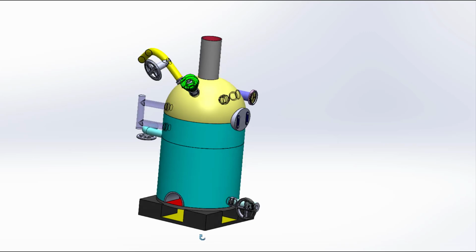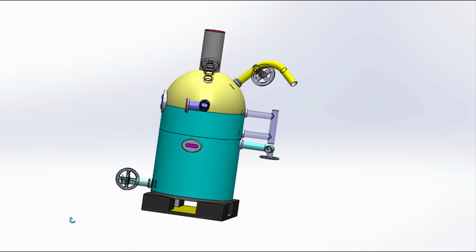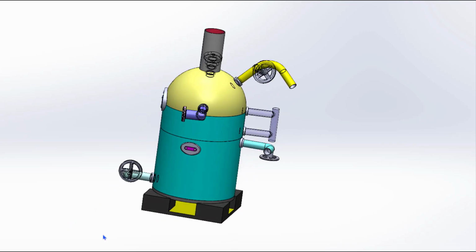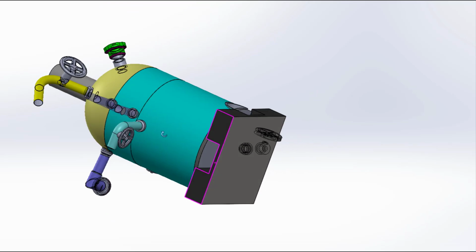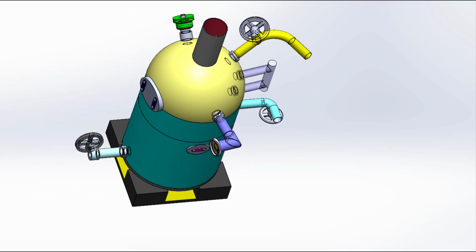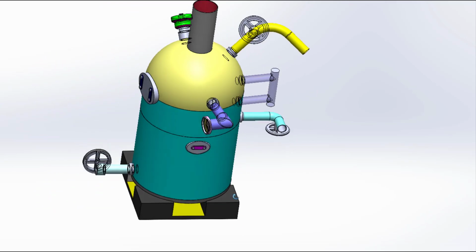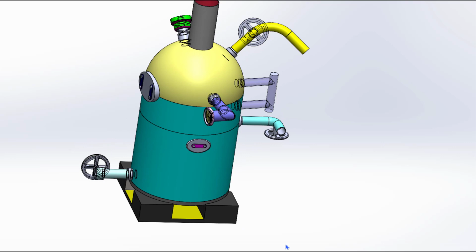Okay, so in the next video we'll discuss the modified simple vertical boiler, because this is the simplest form of the boiler, and we'll discuss the modified boiler. That means the next advanced form of the boiler.